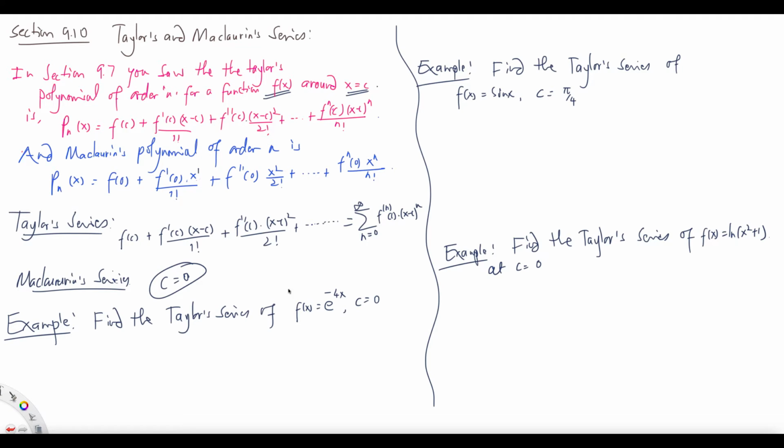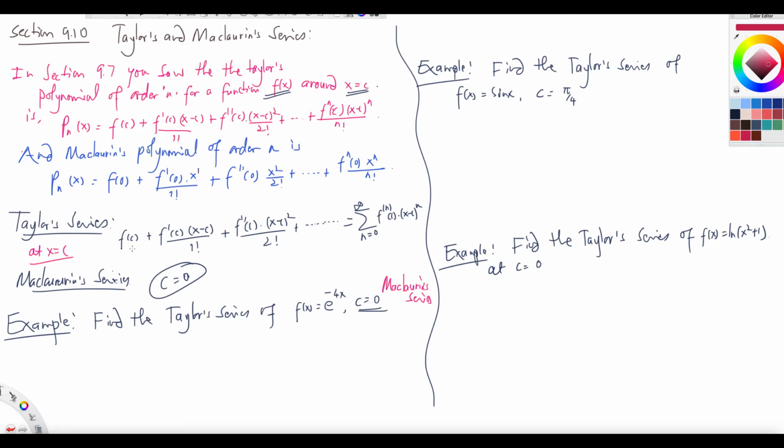Find the Taylor series of f of x equals e to the negative 4x at c equals 0. When c is 0, we call it a Maclaurin series, so this is basically the Maclaurin series, because it says c equals 0. So how do I do that? Let us first find out what f of x is. f of x is e to the negative 4x.